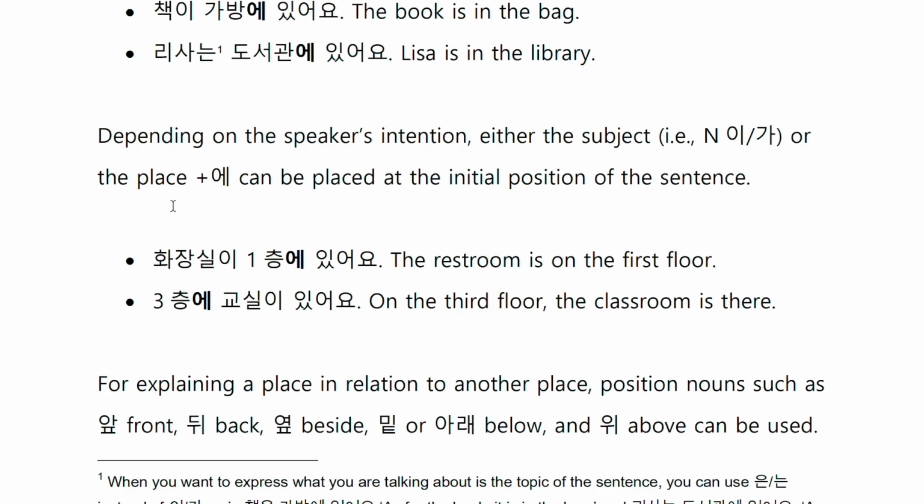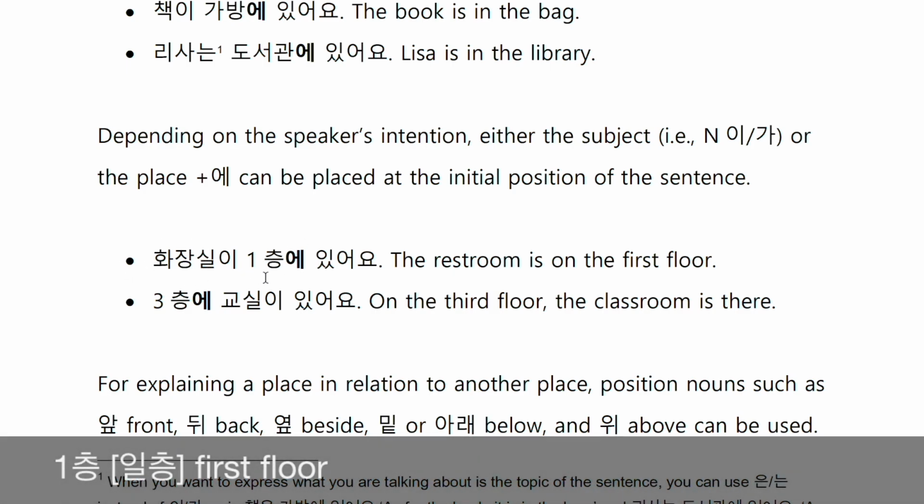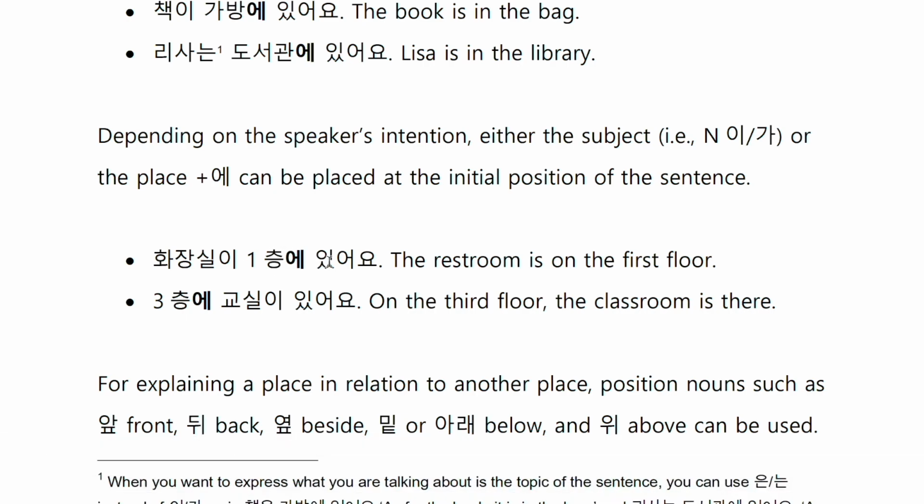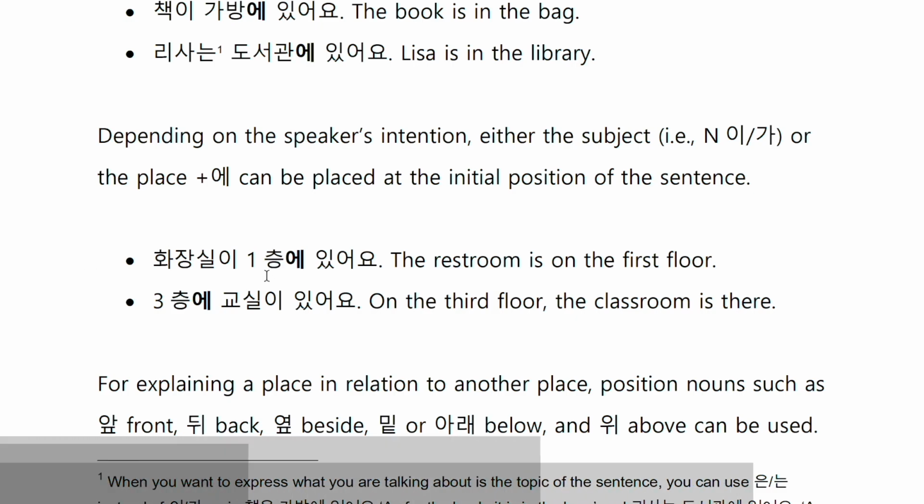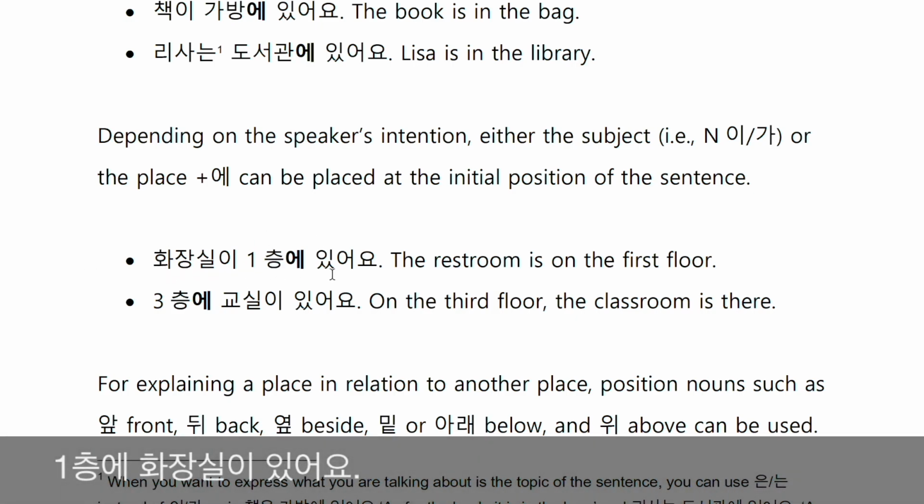What this means is like 화장실이 1층에 있어요. So this sentence puts the subject at the initial position of this sentence. 그렇죠? 화장실, restroom, 1층에 so at the first floor 있어요, exist. So the restroom is on the first floor. 그렇죠. We can put this location information at the beginning of the sentence like 1층에 화장실이 있어요. That is possible too. So on the first floor, there is a restroom. We can say that way too.